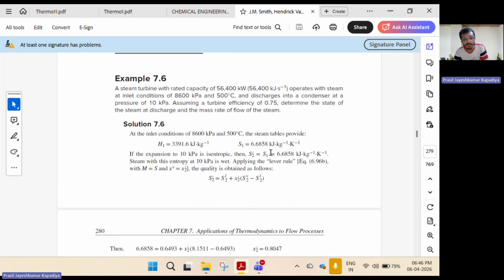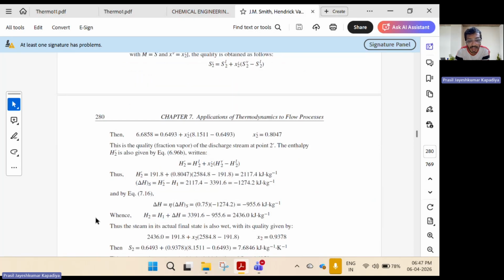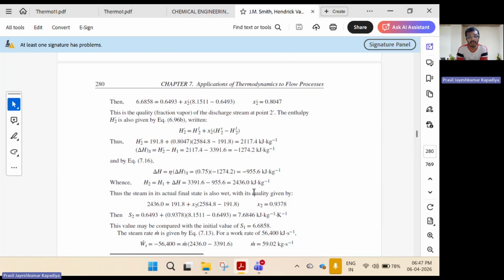At 10 kilopascal we can find the liquid and vapor entropy. If we put this in, we can find the quality of the steam. Then that quality, if I put it in the H2 prime equation, I can find delta Hs, and from the efficiency equation I can find delta H. From delta H I can find the actual H, and from the actual H I can find the quality again. Correct?